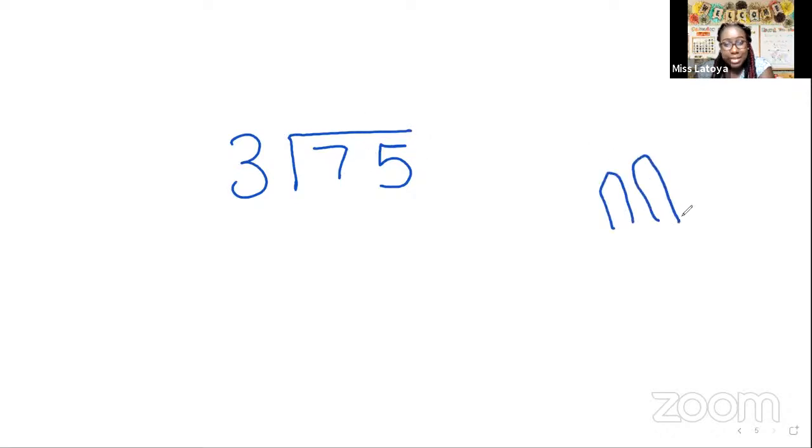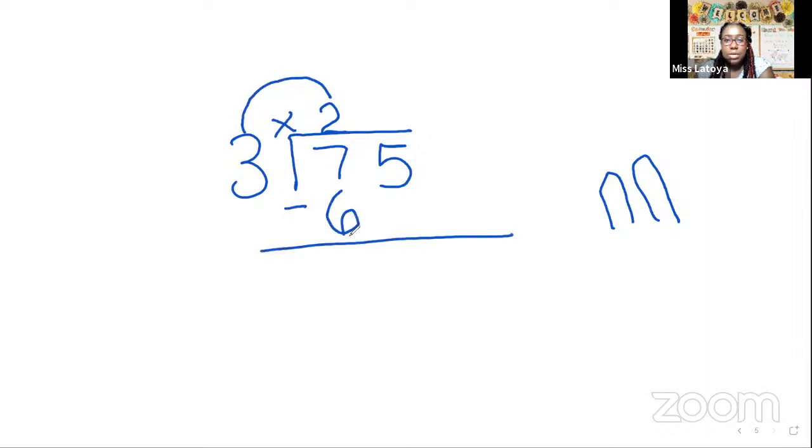Okay, you can count in threes until you get to 7 or the number before. 3, 6. I cannot go again. If I go 3, 6, 9, I cannot pass 7. So just remember that when we're using our fingers, we can't pass the number. Again, how much times could 3 go into 7? 2 times. I write the 2 on top. My next step is to multiply. 3 2s are 6. Then I subtract. 7 take away 6 is giving me 1.